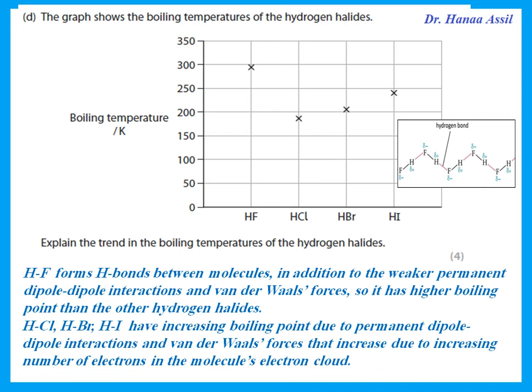Now, from HCl to HBr to HI, the boiling points are increasing. Why are they increasing? They have permanent dipole-dipole interactions, and they have van der Waals forces, and that increases as we go from HCl to HBr to HI due to the increase in the number of electrons in the molecule's electron cloud.